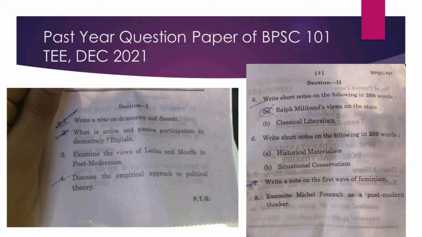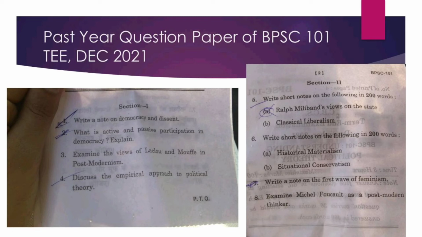Second question is what is active and passive participation in democracy? Explain. Third one is examine the views of Laclau and Mouffe in postmodernism. Fourth question is discuss the empirical approach to political theory. And in section 2, the fifth question is write short notes on the following in 200 words each. First one is Ralph Miliband's view on the state. Second one is classical liberalism.